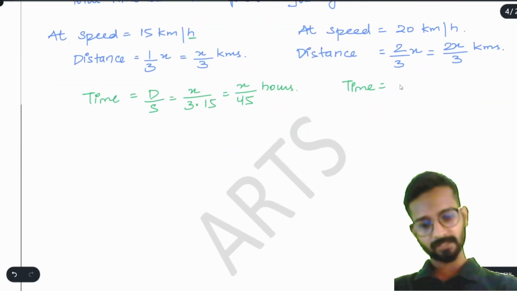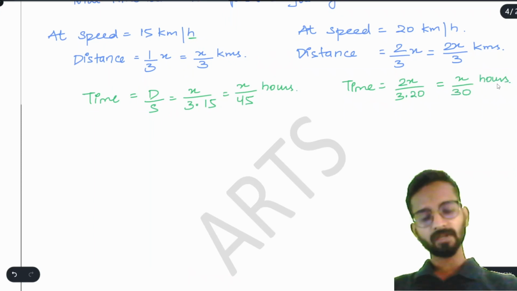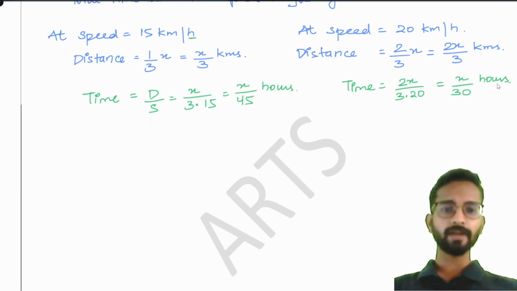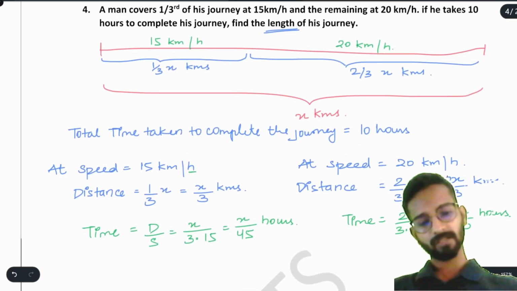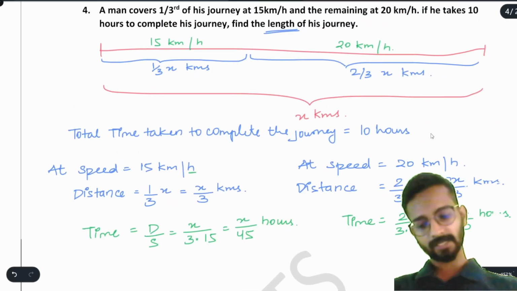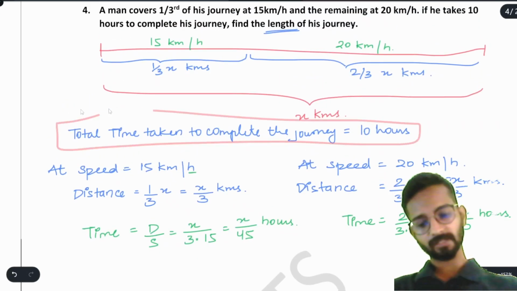Like this, here time taken is, how much is the distance? Distance is 2x by 3. How much is the speed? 20. So you can write here x by 30 hours. But sir, why are we focusing to find out the time? Because in our question they have mentioned a detail that time taken to complete the journey is 10 hours.